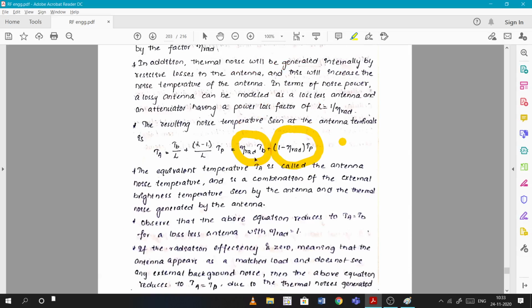If you observe the above equation, if eta radiated is 1, then the noise temperature is purely due to external noise, not internal. If eta radiated is 0, then the noise is totally due to internal noise, because the external term will become 0. So this term is external and this term is internal.